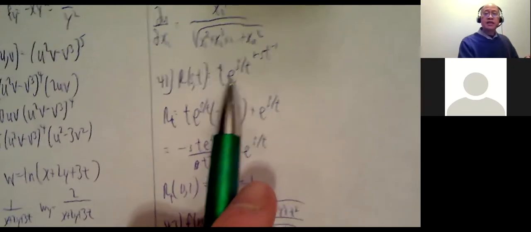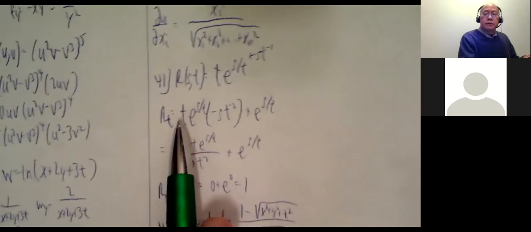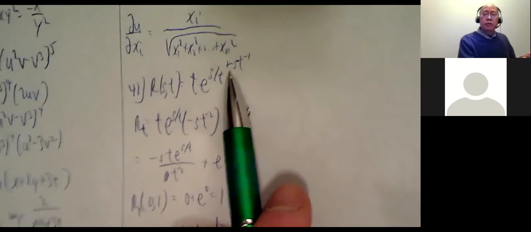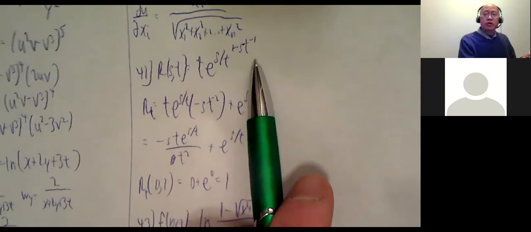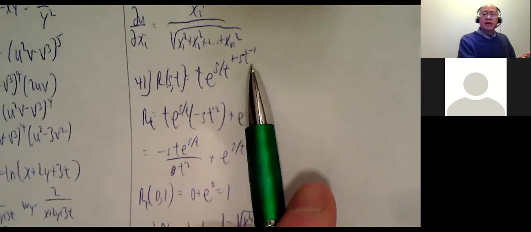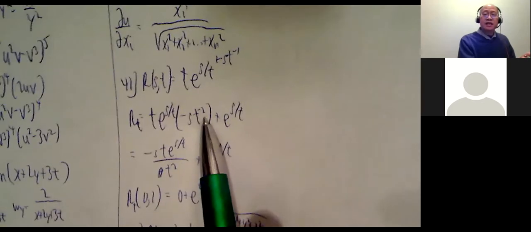So what's the derivative of e to the s over t? It's e to the s over t, and then by the chain rule, times the derivative of the exponent, which you want to pretend is s t to the negative 1. So what's the derivative of s t to the negative 1 with respect to t? It's negative s t to the negative 2.